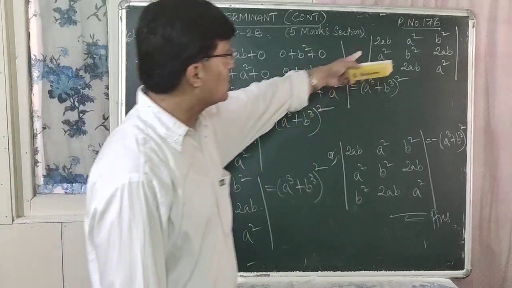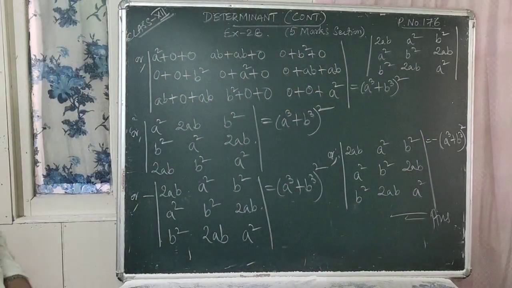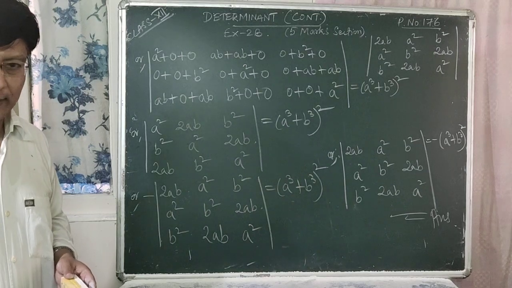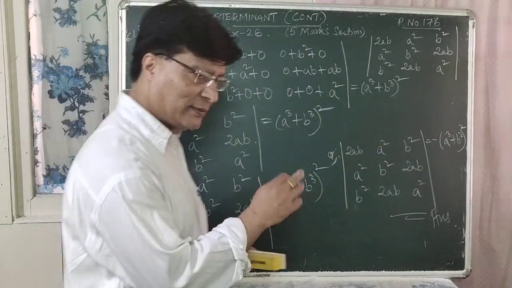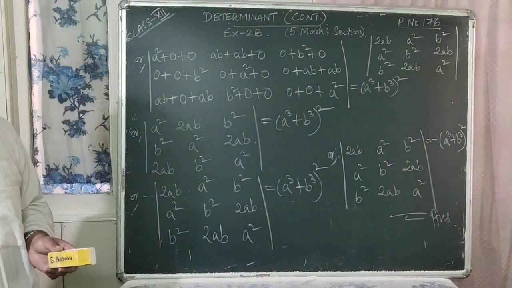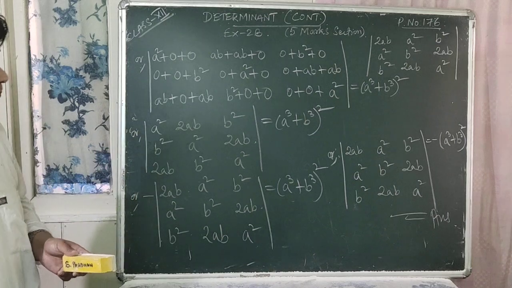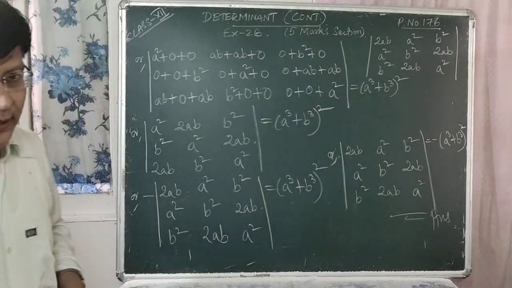So what is the value of this determinant? It should be minus, within bracket, A cube plus B cube whole square. Okay, minus sign, then within bracket A cube plus B cube whole square. So this is the answer. Now is it understood? So we'll do the next question now.